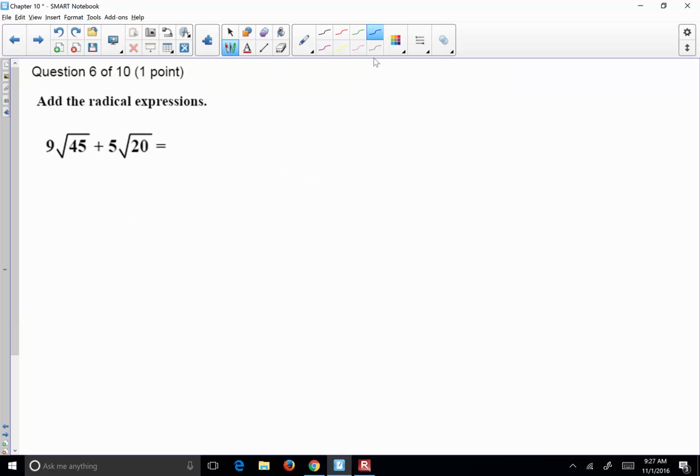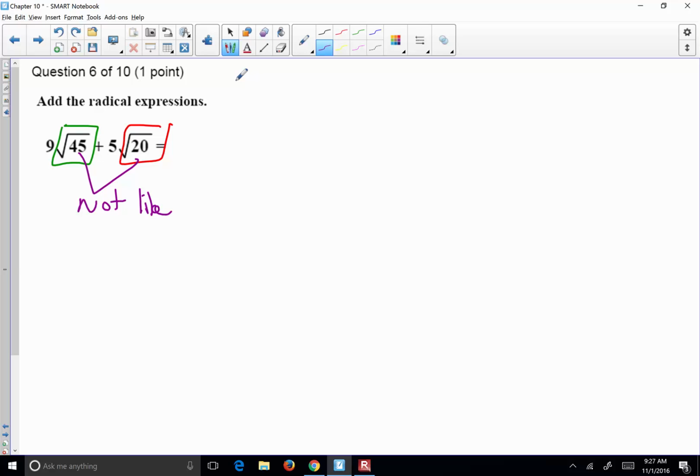Oh, this is easy too. We just need to focus on the prisons, right? Same index, but where are the prisoners? 45 and 20? Not like, cannot be simplified. Agree?